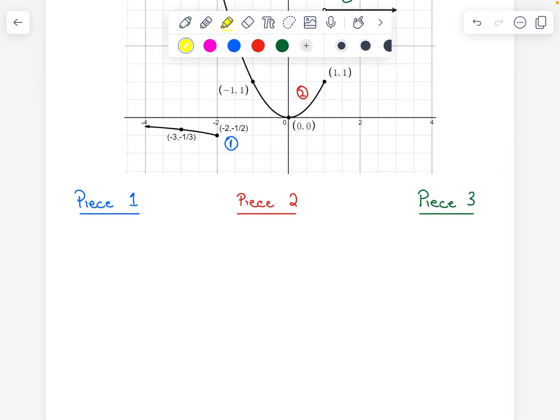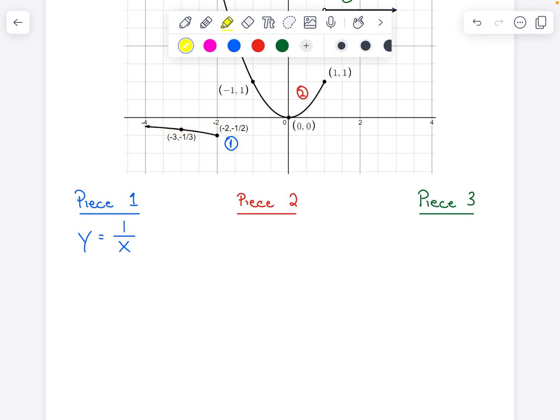If you look at the coordinates in piece 1, notice that negative 1/3 is the reciprocal of negative 3, and negative 1/2 is the reciprocal of negative 2. So I can say that piece 1 is the reciprocal function y is equal to 1 divided by x.